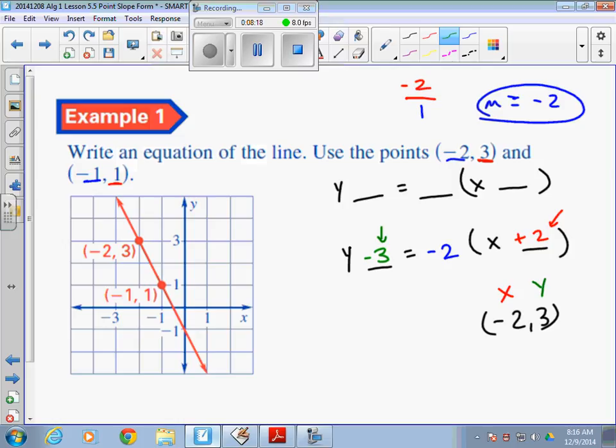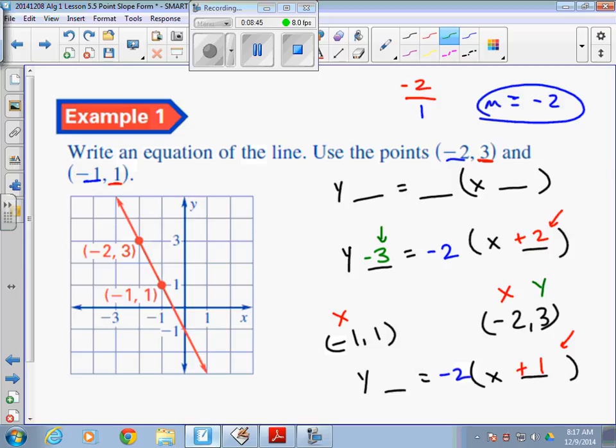If you use the other point, you'll have the same exact thing, y minus y sub 1 equals m times x minus x sub 1. The m's not going to change. It's still going to be negative 2. But you're going to have a different point, negative 1, 1. This is your x value. It says negative 1. So the opposite of what you plug in here is plus 1.